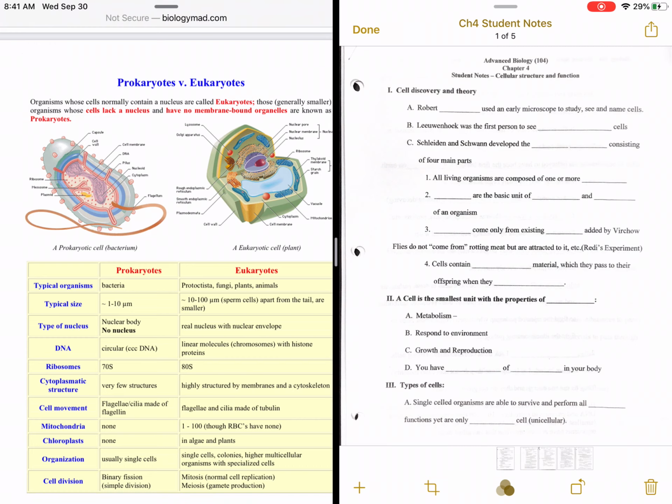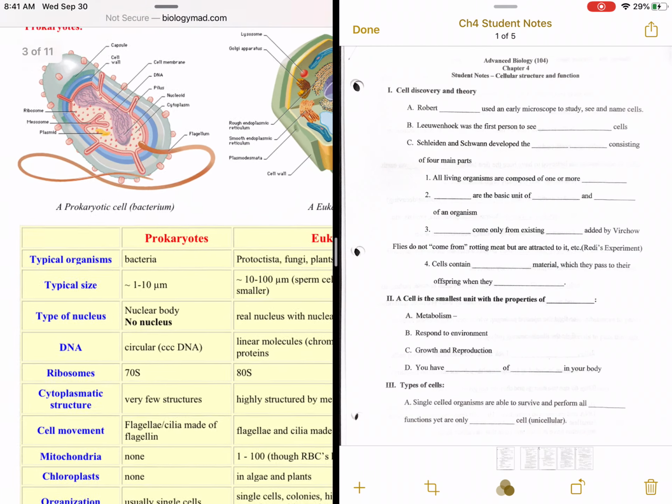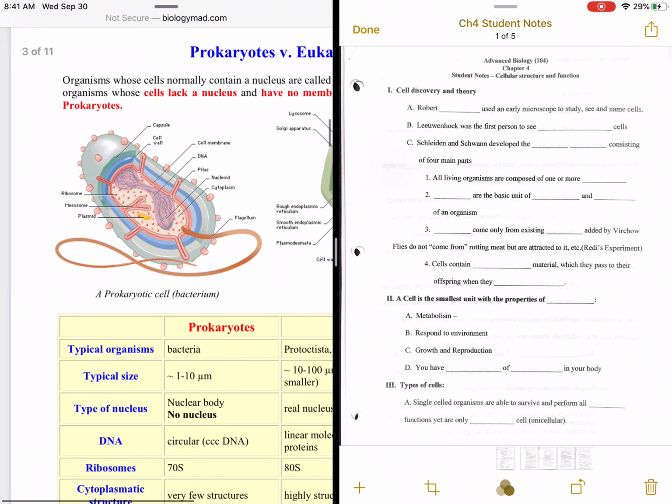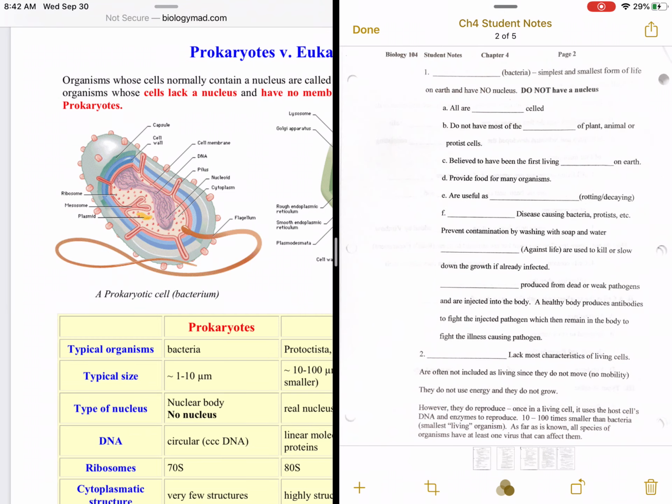So single organisms are able to survive and perform all of life's functions, yet are only one cell. Those are called unicellular organisms. Prokaryotes, or bacteria, are the simplest and smallest form of life on Earth, and they have no nucleus. They do have DNA, but they do not have a nucleus. Prokaryotes, your first blank, are all single cells. They do not have most of the organelles of a plant or an animal cell.